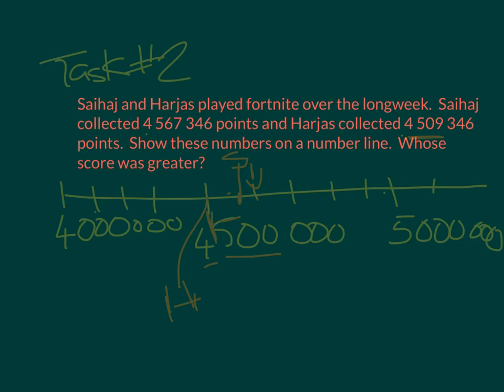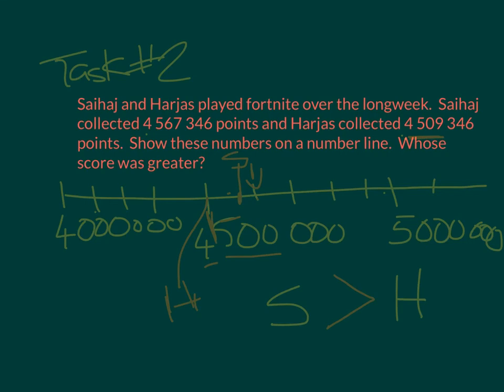So now if I look at the numbers on the number line, I know that Harjas's score is less than Sahej's. So if I was to put that again in my greater than and less than, if I have Sahej and Harjas, I know Harjas's score is less than, so Harjas would be that way. Okay, so there we go. That's Harjas and Sahej's scores.